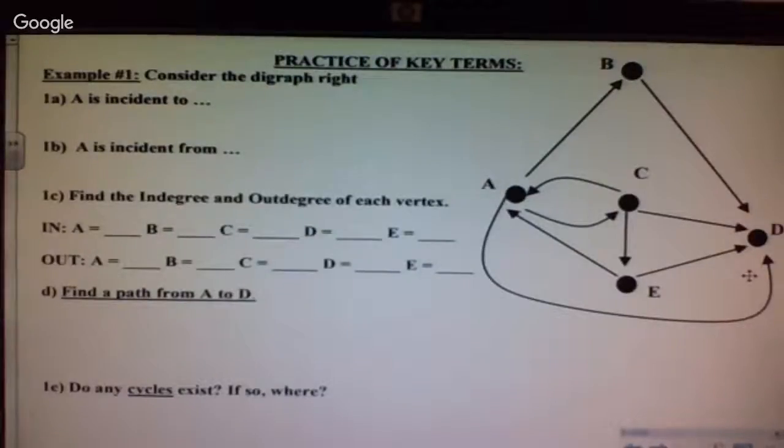All right, before we all get off track, let's get back on this. A is incident 2. Remember, incident 2 means what is A going to? A is going to D. A goes to B, A goes to C, and A goes to D. On your test, yes, you will have to list every last one of them.